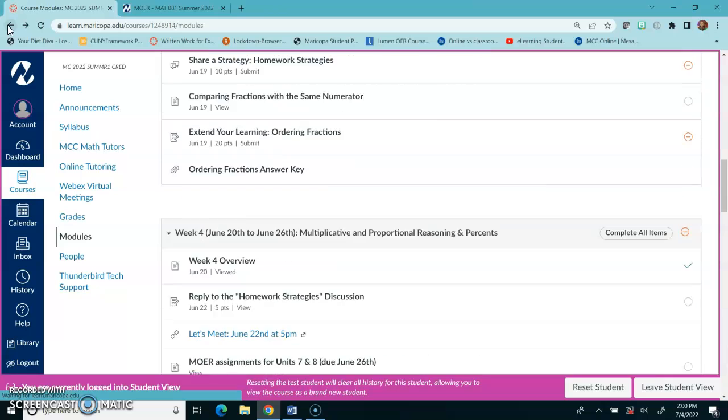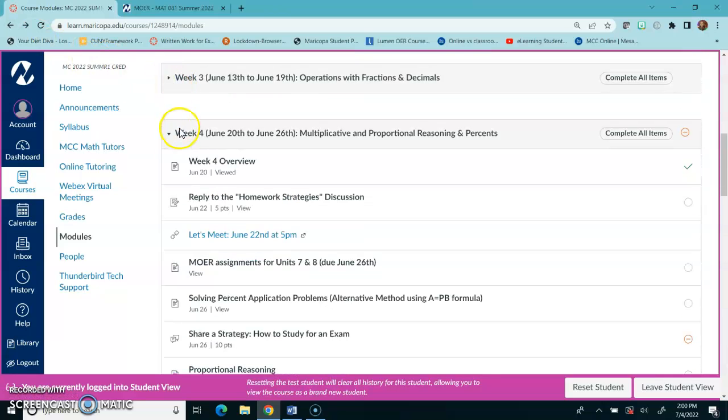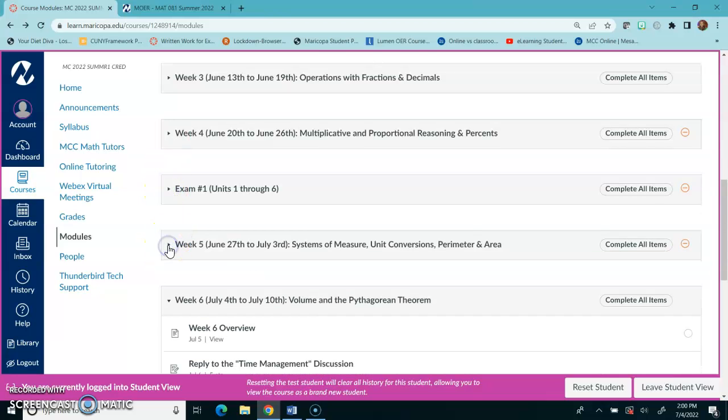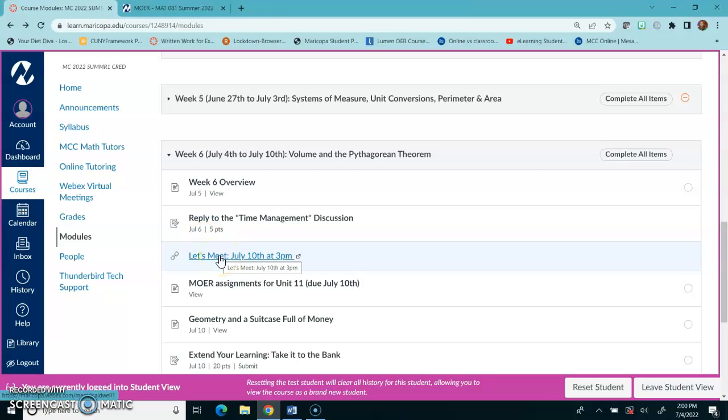Okay, let's go back to the module. I also want to look at the date of the Let's Meet session this week. So if you go into week 6, you'll notice I'm doing the Let's Meet on July 10th. July 10th is a Sunday. I've never done a Let's Meet session on a Sunday, so I'm wondering if maybe that will encourage some more of you to attend. Maybe Sundays are better and we have more availability. So we're going to do it July 10th at 3 p.m. So hopefully you can find an hour in your day to join us and ask us any questions that you have for the upcoming exam, or for any questions on the homework for Unit 11.